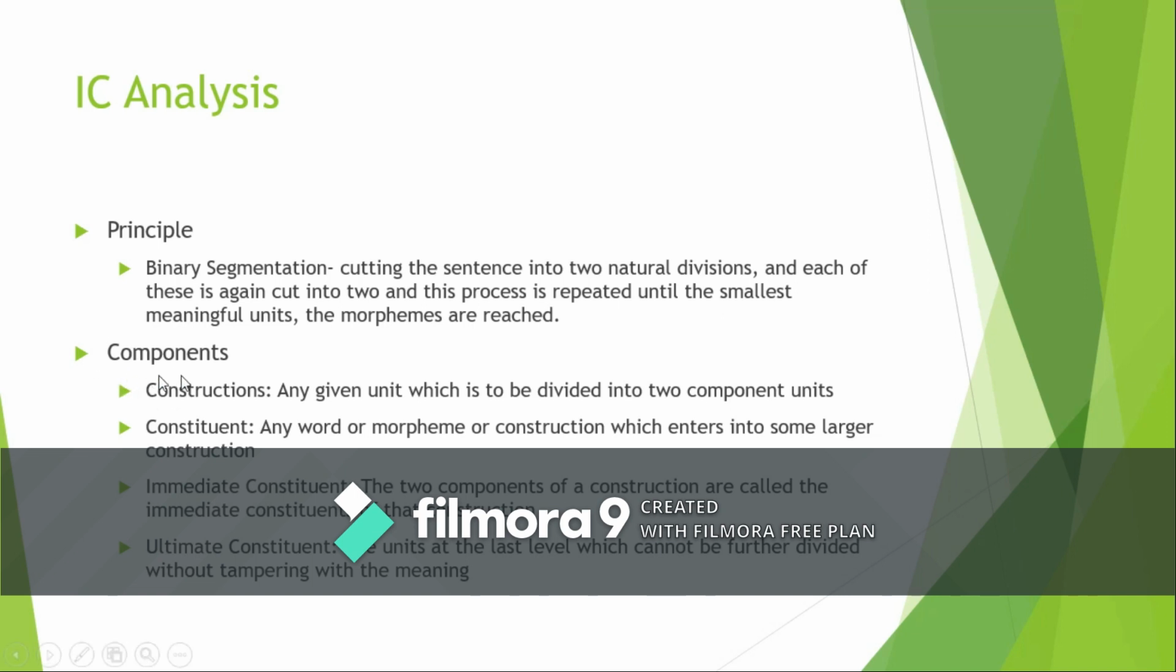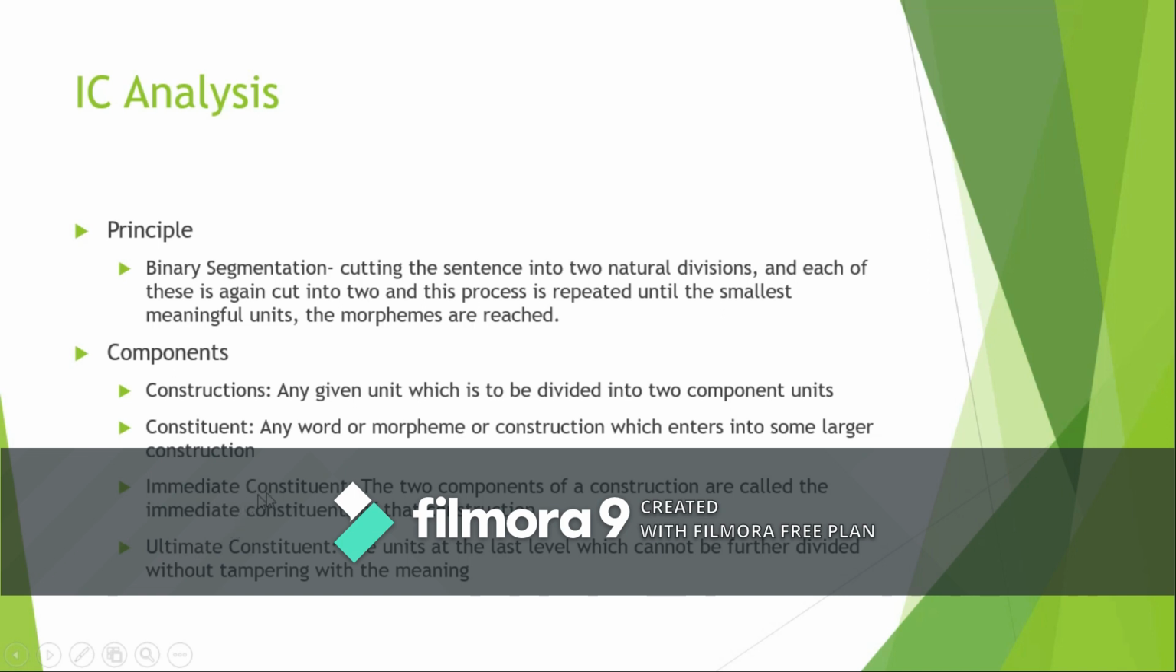And let's look at the components in IC analysis. Mainly I have to introduce you to four different components. First of all, construction. A unit that we get which can be further divided into two component units, we call a construction. A constituent means any word or morpheme or construction which enters into some larger construction. That is, something that can combine with another group of words or group of morphemes to form a larger construction is called a constituent. I will illustrate this with examples in the next slide.